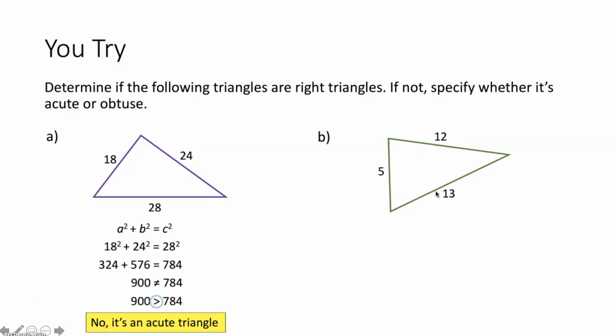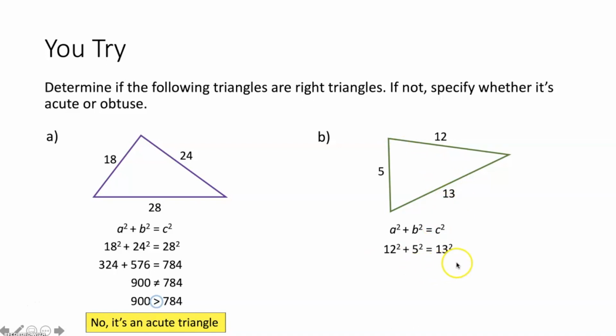Doing the same thing for part B. I'm going to start with my Pythagorean theorem. A squared plus b squared is equal to c squared. The two shorter legs are going to go in for a and b. Doesn't matter which is which in terms of 5 or 12. I'm going to plug in 12 for my a value and 5 for my b value. I do that because my longest side, 13, has to be my c value. So I plug that in there.